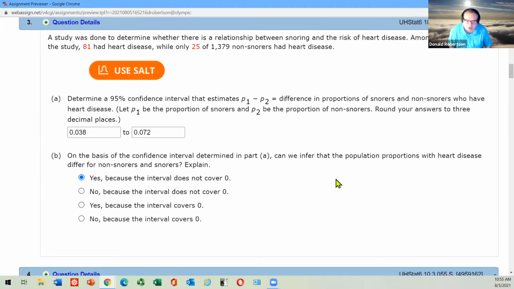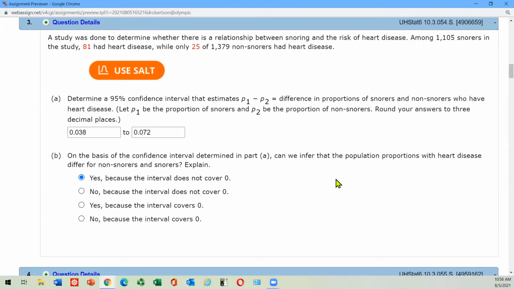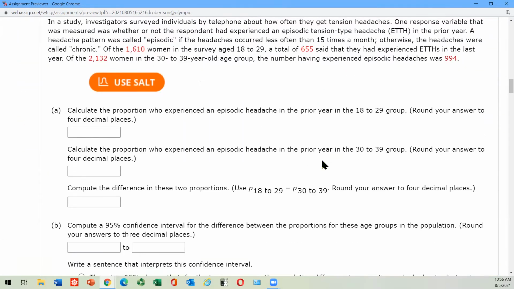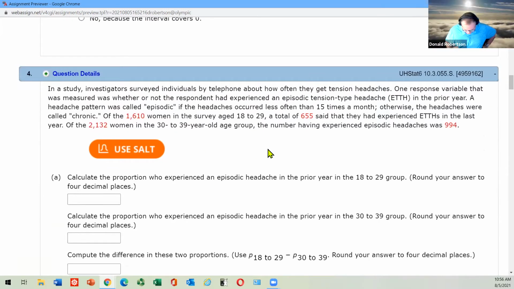Are we comfortable about how I use SALT to put in the data and get that 95% confidence interval? Any questions about that? Are we good? Okay. Right, let's look at some more questions using SALT. We're going to focus on SALT now for the rest of this part, and then we'll go into the next section.